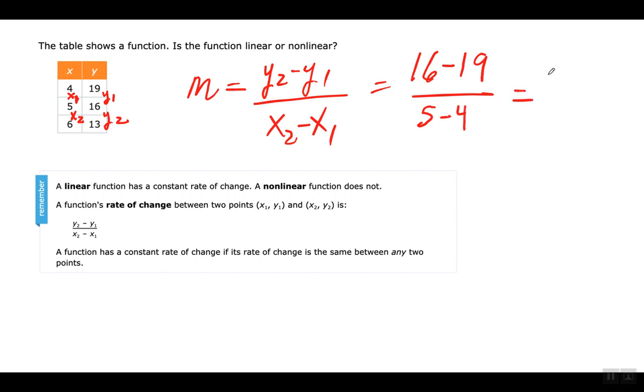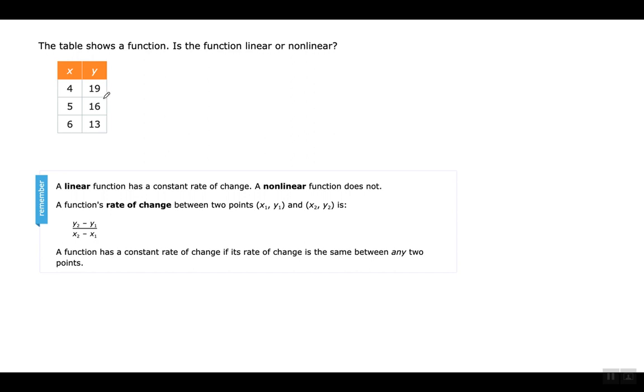All right, so when I do that, I'm going to get negative 3 over 1, which equals, when I simplify it, negative 3. All right, so when I check that, I got negative 3, right? Me dio negativo 3. Now I got to check if it stays the same between these 2 points, if the rate of change is the same between these 2 points. Ahora voy a chequear si el rato de cambio es igual entre estos dos puntos.